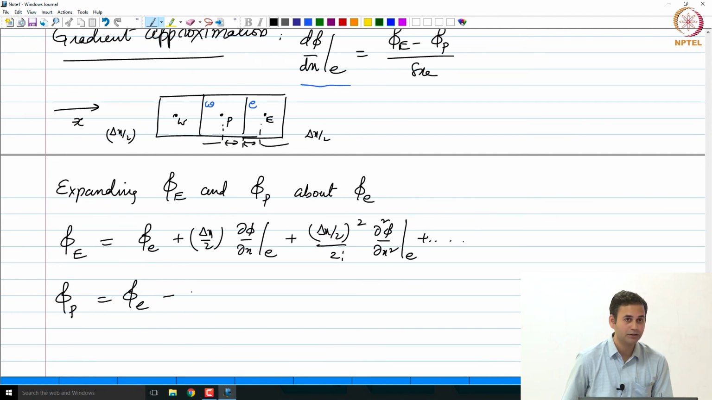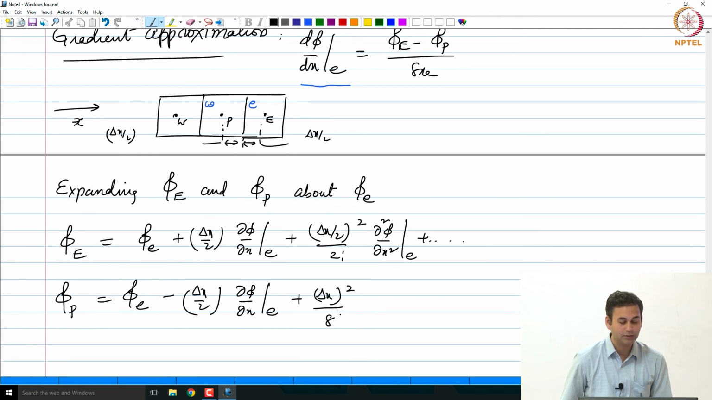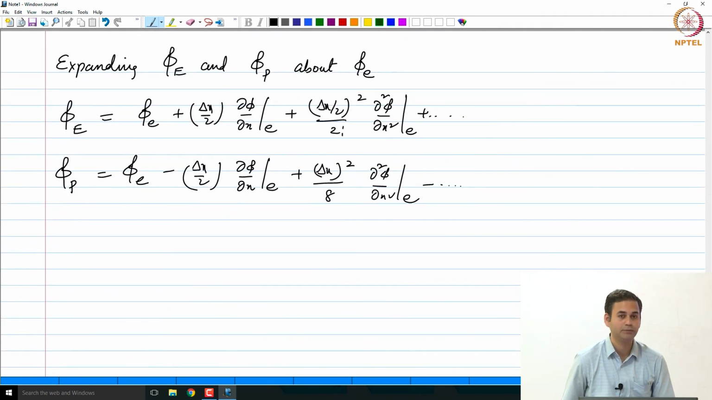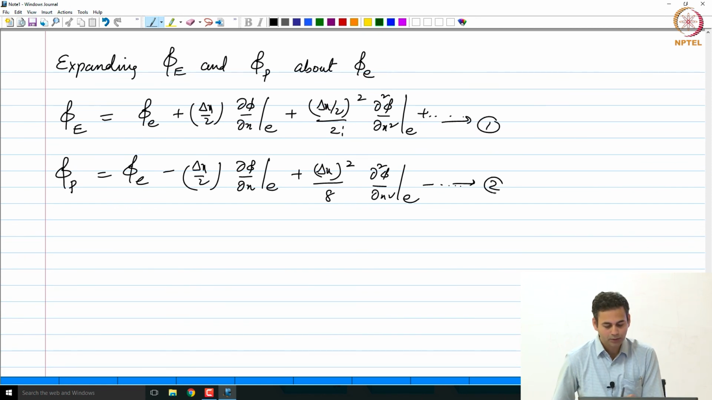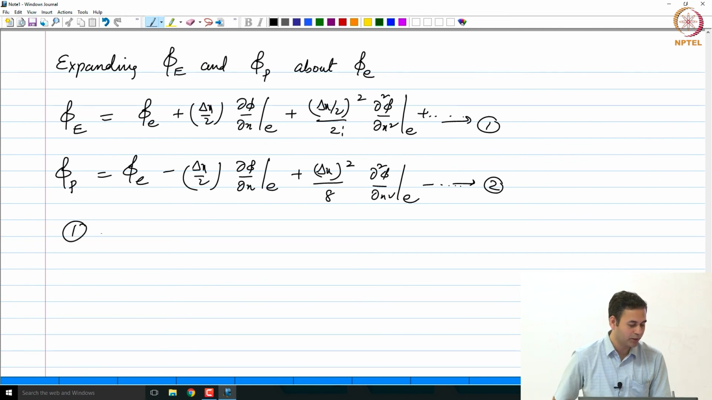Phi little e minus delta x by 2 partial phi partial x about little e, what next? Plus delta x square upon 8 partial square phi by partial x square about little e, minus and so on, right. Okay. Then what do we want? We want phi E minus phi P. Let us subtract 2 from 1. So, essentially we are looking at 1 minus 2.